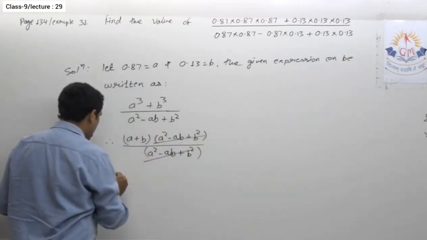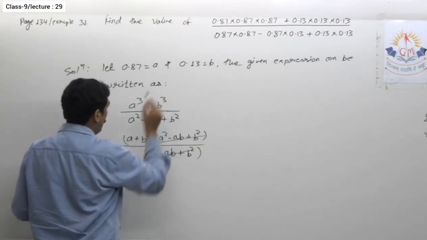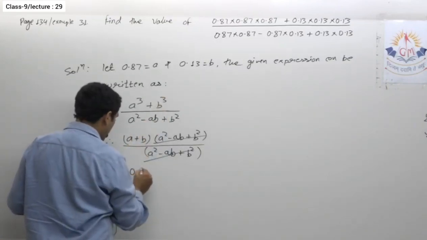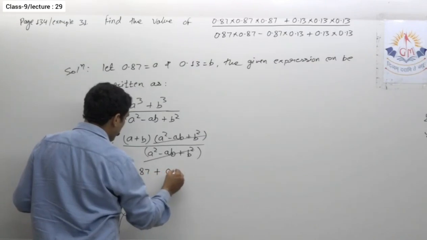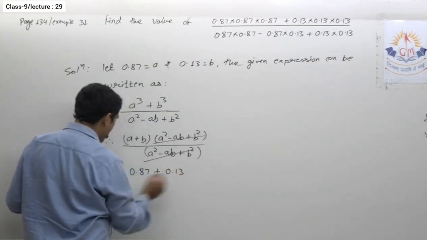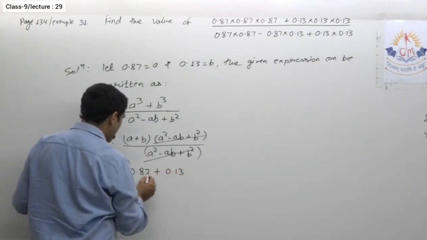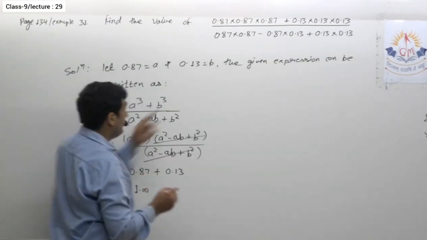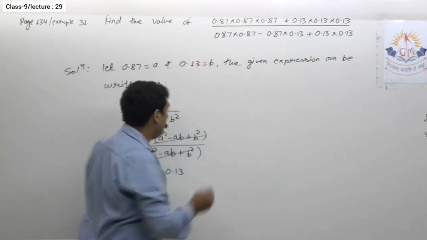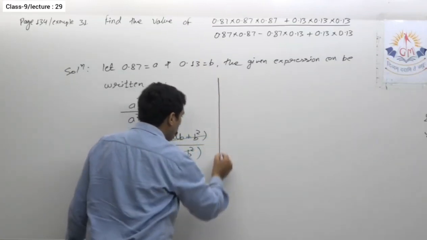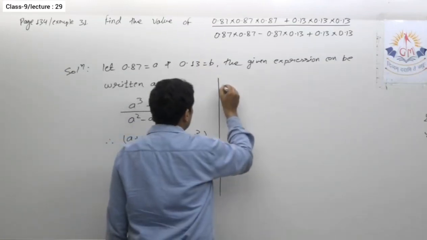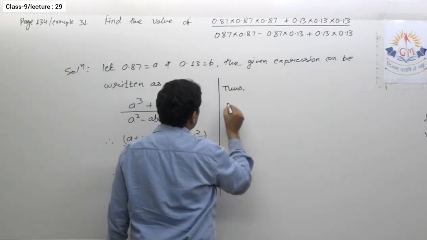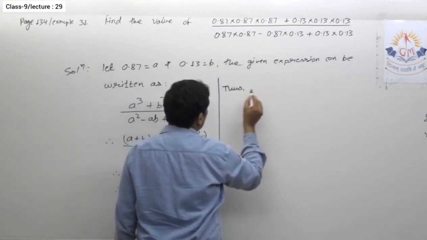So what am I left with? a plus b. And what was a? a was 0.87 and b is 0.13. So when we add these two, what will we get? 1. So this answer is 1. If you simplify this, the answer will be 1. If you want to write the concluding statement, you can say: thus, this given expression is equal to 1.